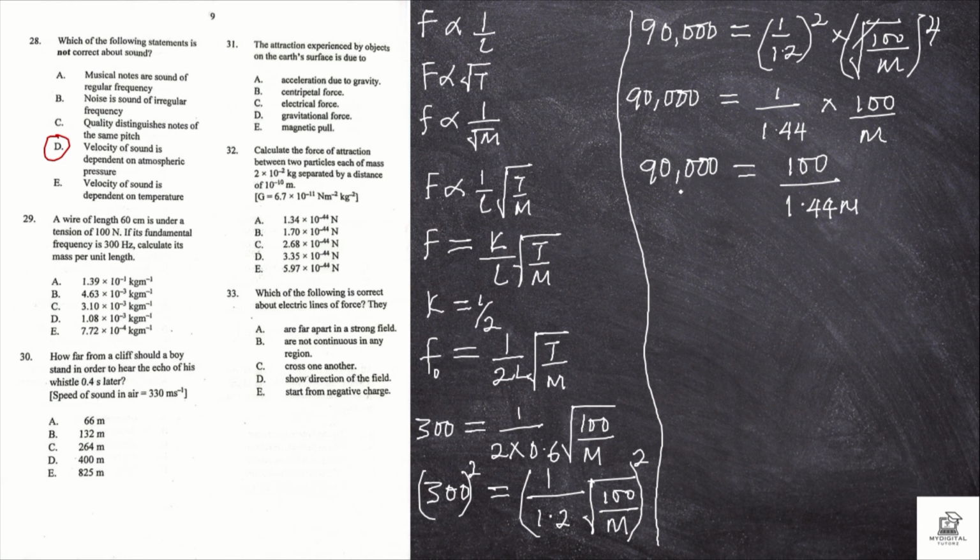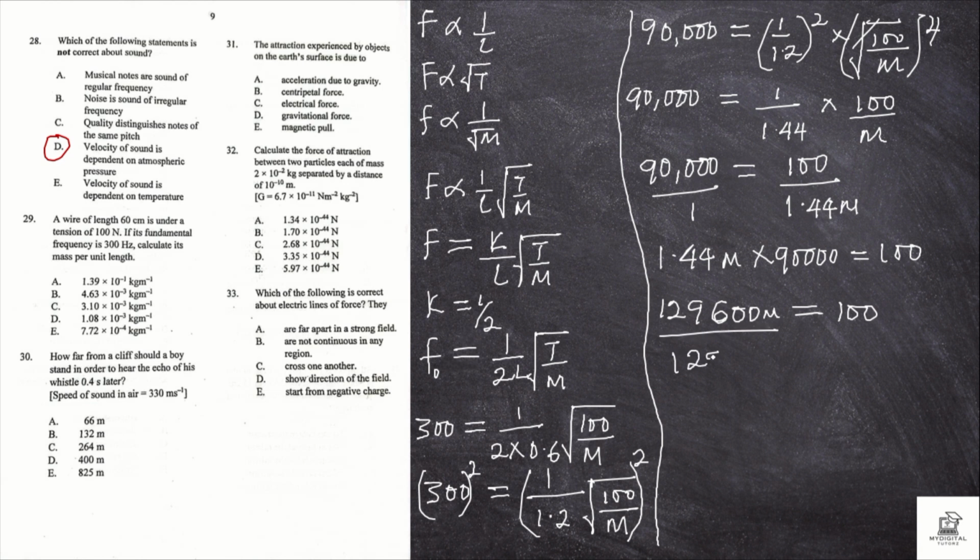Then cross multiply. So I'm going to have 1.44 m multiplied by 90,000 equal to 100. Is that clear? So just say 1.44 multiplied by 90,000. That will give us 129,600 m equal to 100. So the next thing is to divide both sides by 129,600. This one will cancel this one.